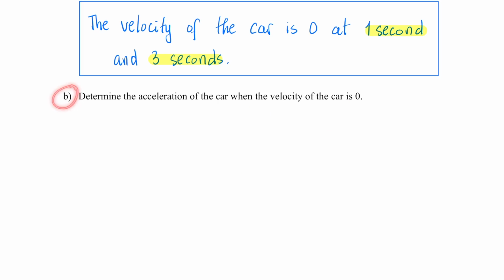Question B. Determine the acceleration of the car when the velocity of the car is 0. Now we want to find the acceleration of the car. Remember that acceleration is the derivative of velocity. So step 1, we find the acceleration function. a of t is the acceleration function, and a of t is equal to the derivative of velocity.